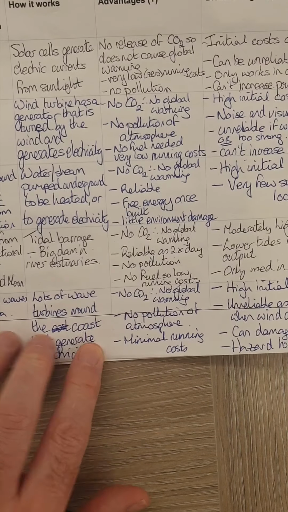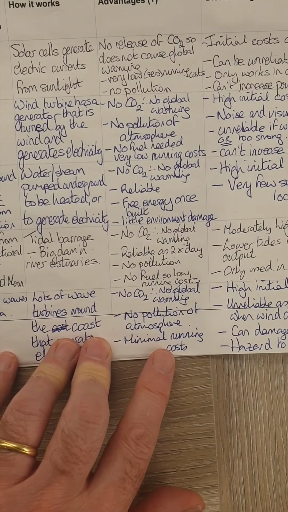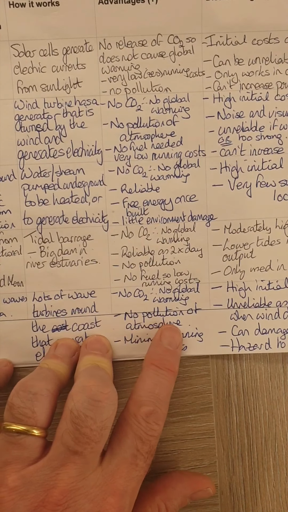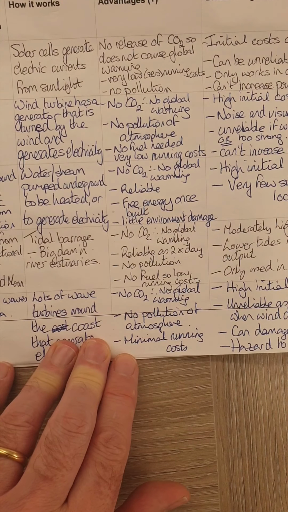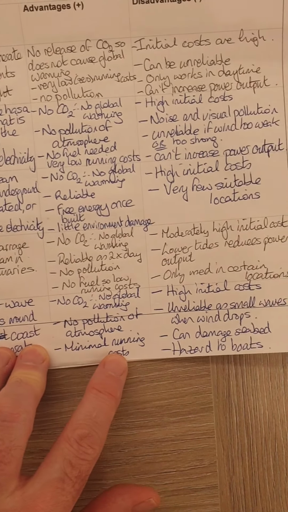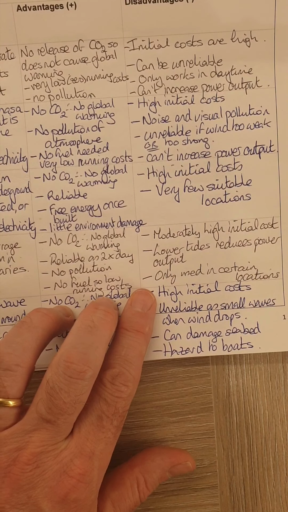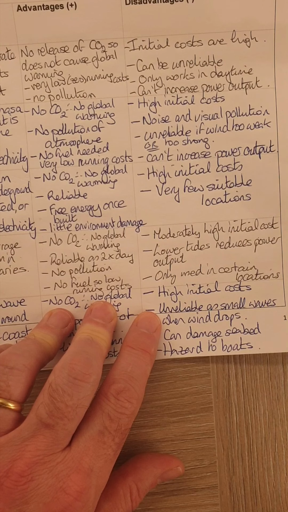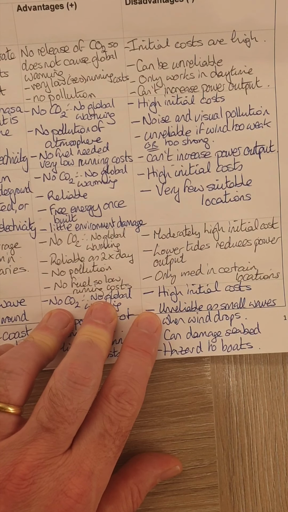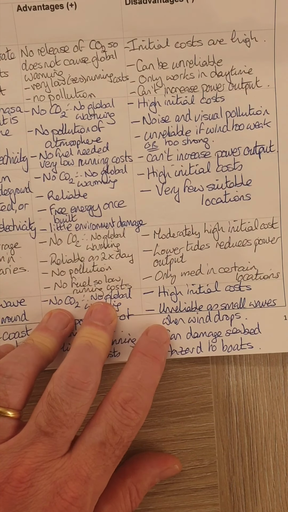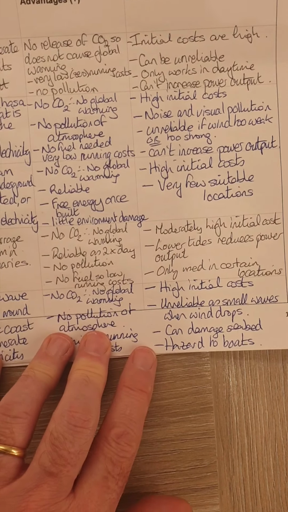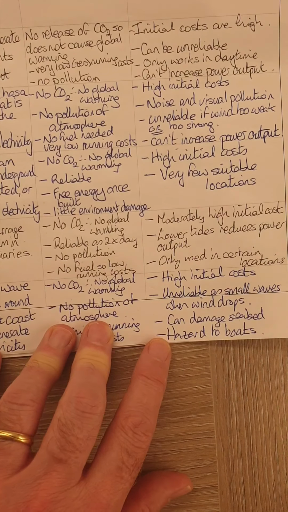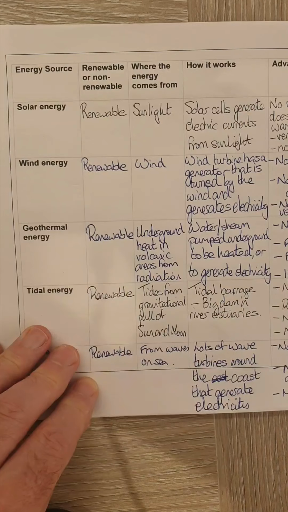Then we have wave, so wave energy from the little wave turbines all around the coast. Again, no contribution to global warming, no pollution of the atmosphere with gases, and minimal running costs when built. Disadvantages: high initial costs, like the others. It's unreliable as the amount of energy generated can drop, as if the waves are small because there's less wind, then we're getting less energy out. And they can damage the seabed, and they can be a hazard to sea life and to boats.